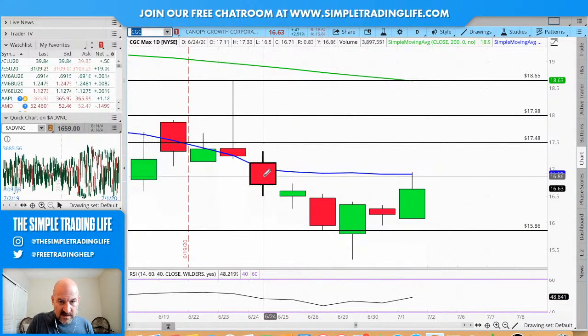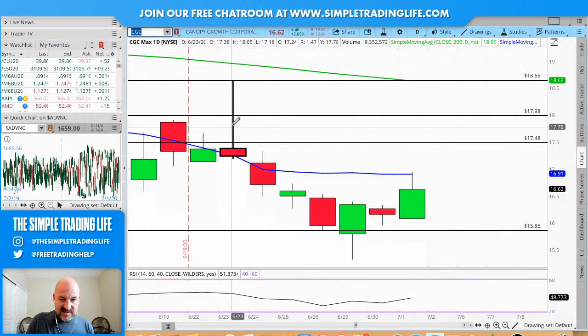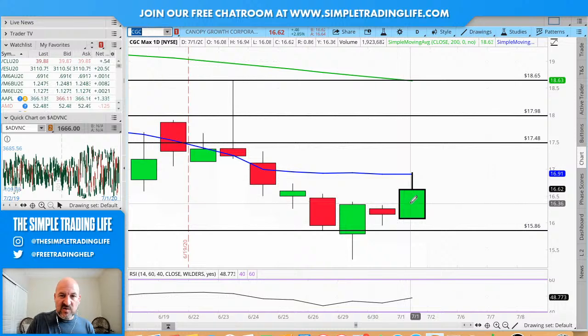This candle here was only about 80 cents. This is the biggest candle on the screen. It was about $1.40. Actually, just slightly under that. But you see most of these candles are under $1. So when you catch a 60-cent move on CGC, you're actually rolling.